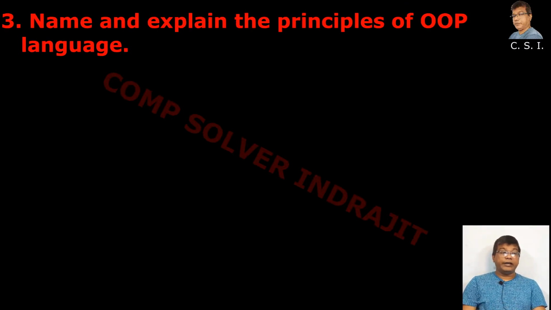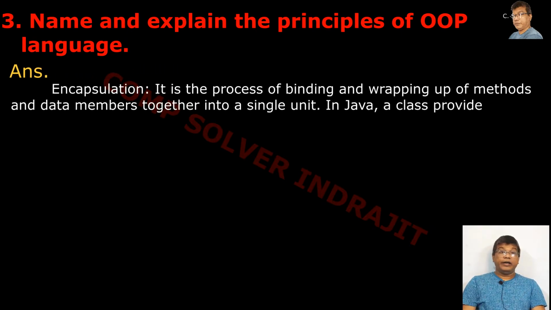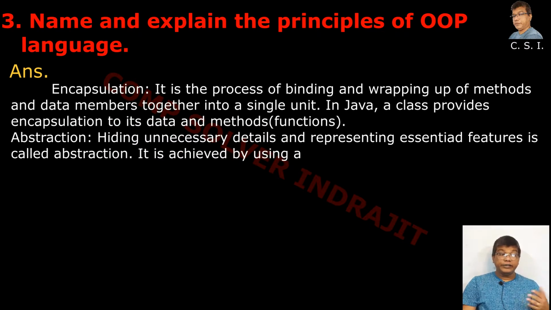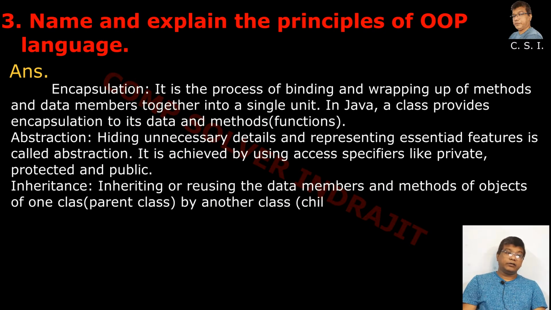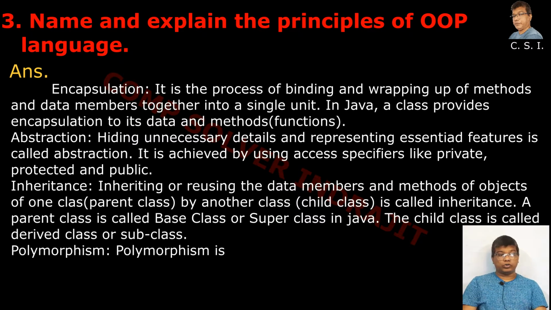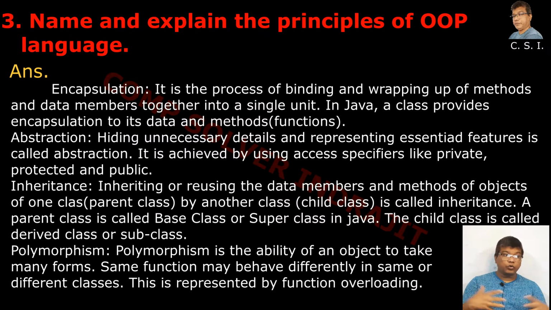Next question, name and explain the principles of OOP language. Answer, the first point is encapsulation. What is encapsulation? It is the process of binding and wrapping up methods and data members together into a single unit. In Java, a class provides encapsulation to its data and methods, which are also known as functions.